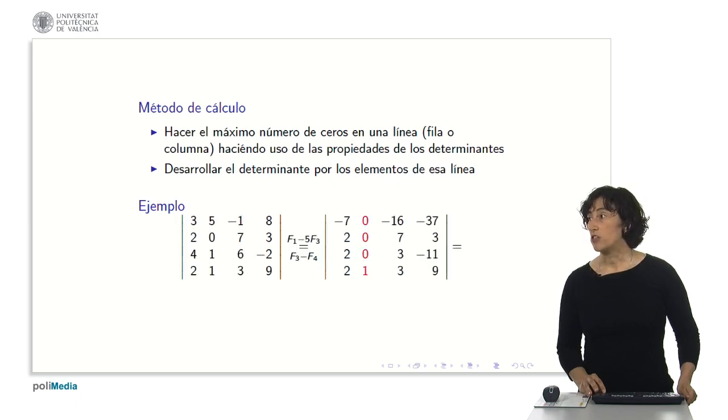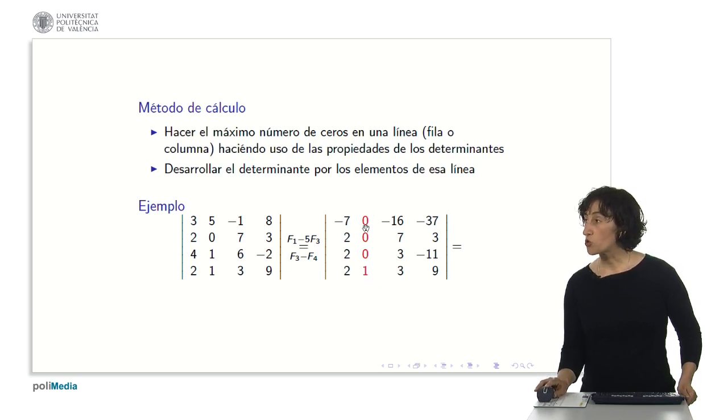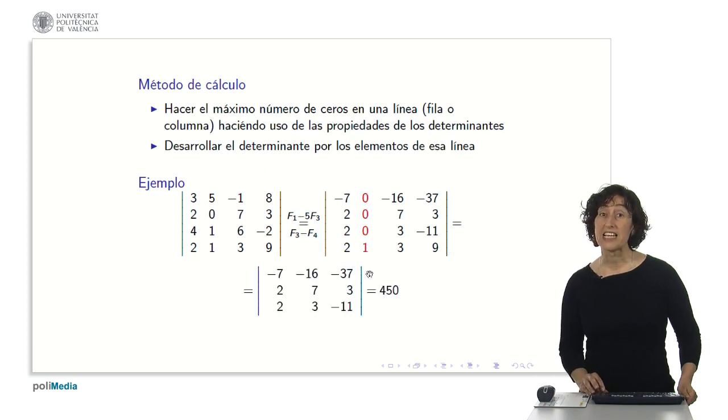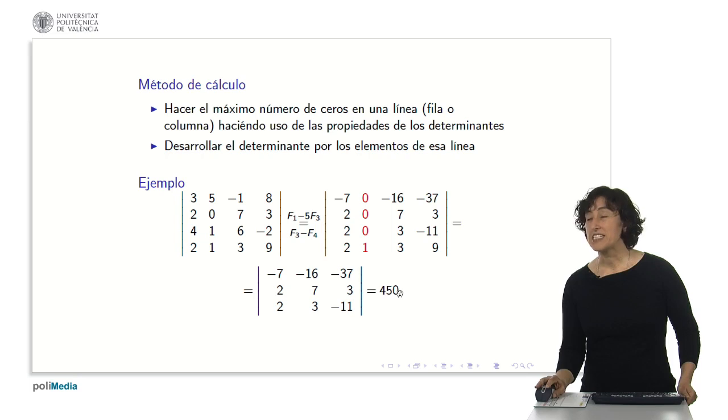Let's do that. If in row 1 I subtract 5 times row 3, this becomes a 0. The other numbers also change, obviously, but that becomes a 0. So I already have a 0 here and a 0 here. And if in row 3 I subtract row 4, then I have another 0 here. So I move on to this determinant, and if I now develop by adjoints for this column, as you can see, only one adjoint is saved. Only a determinant 3 times 3 remains. And I avoid calculating the 3 that we had before. The determinant value obviously is the same, 450.